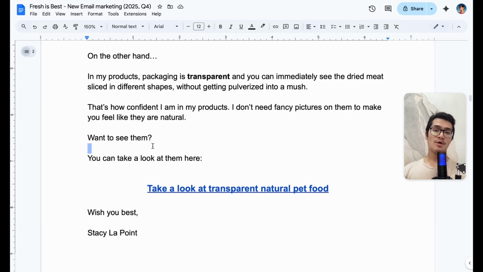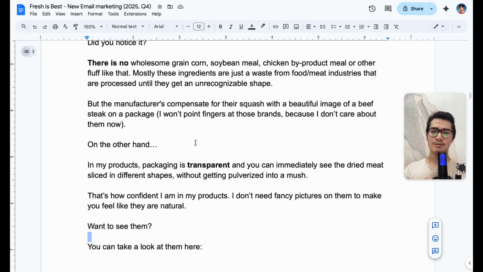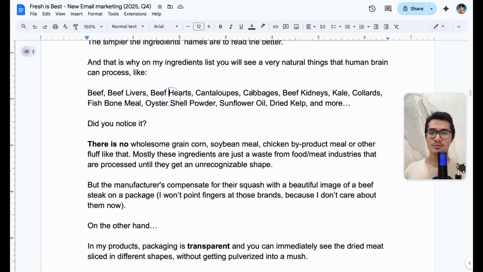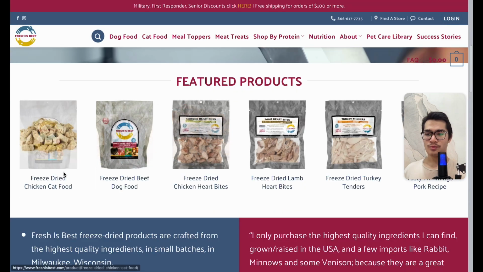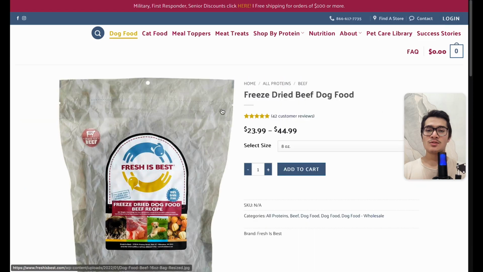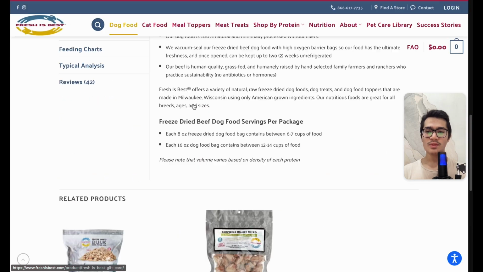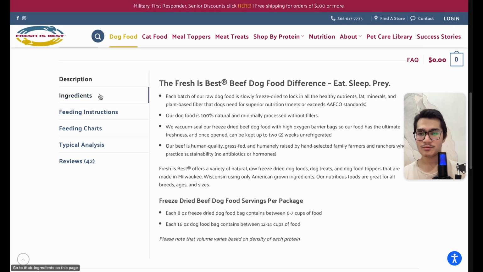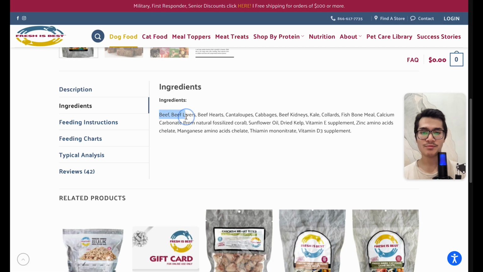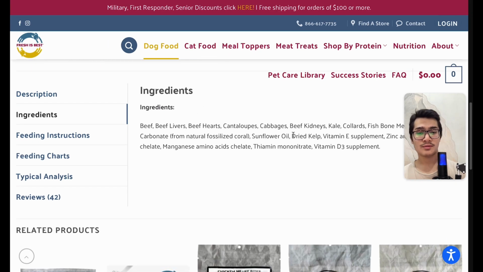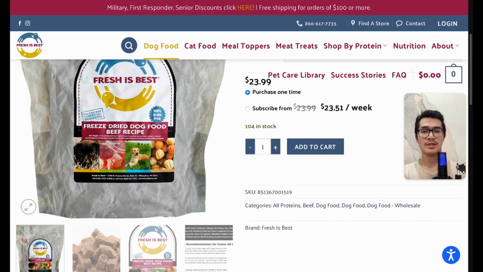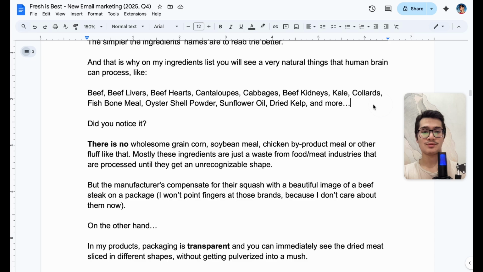So here you go. It took me 2 minutes to read this one, and this is really the ingredient list that I took from the website. Like for example, this one. And here's the ingredients. And you see on the ingredient list, beef livers, beef hearts. This is literally what it says on their page, so I'm not lying. I didn't come up with this one. I cut it on the website because it was too long.